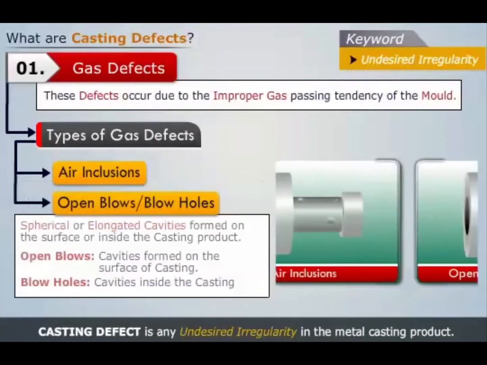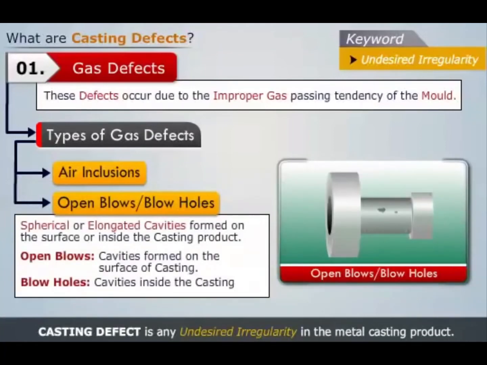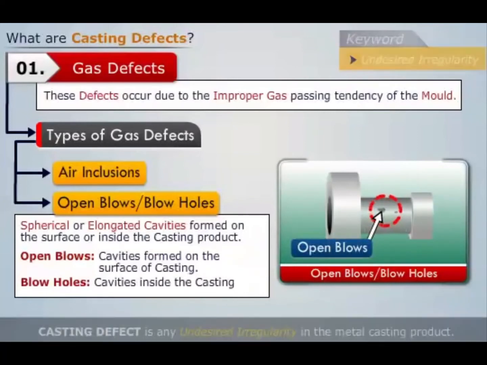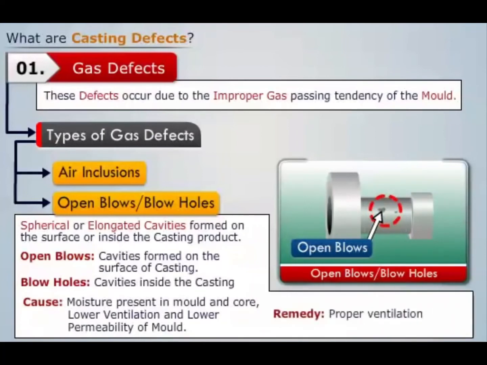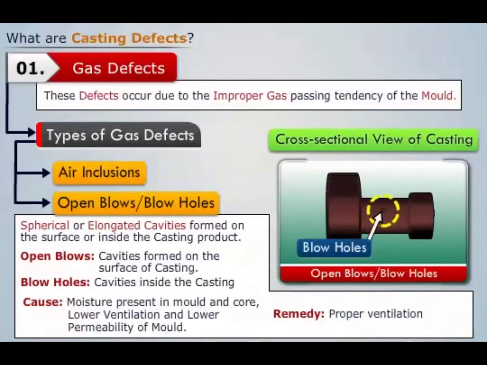Open blows and blowholes are the spherical or elongated cavities formed on the surface or inside the casting. They are caused by the moisture present in the mold and core, or lower ventilation and permeability of the mold. Proper ventilation is the remedy for eliminating open blows and blowholes. The cavities formed on the surface of the casting are called open blows, while those formed inside the casting are called blowholes.